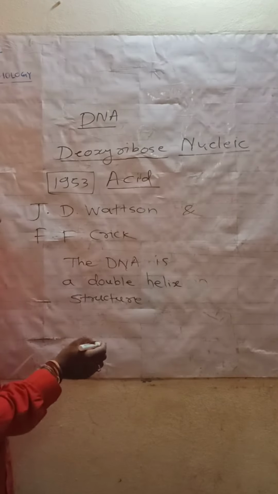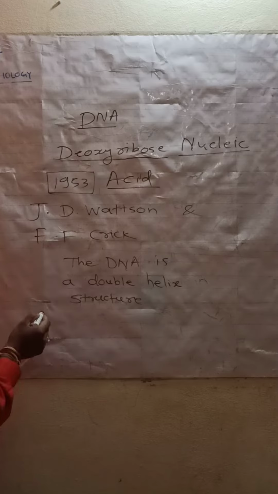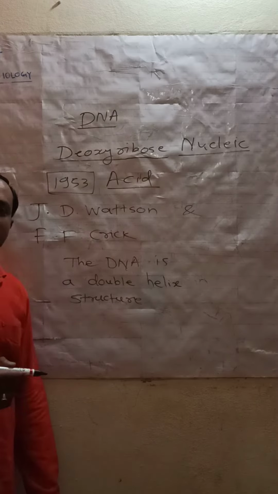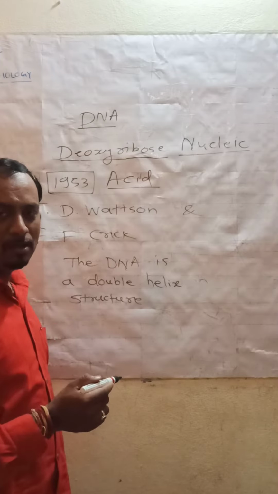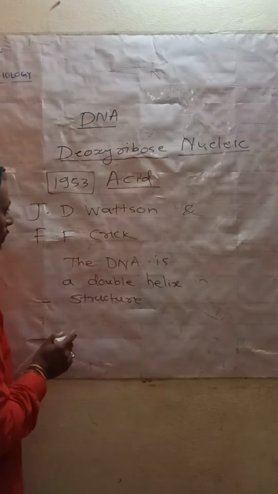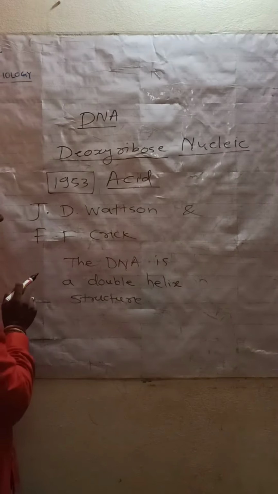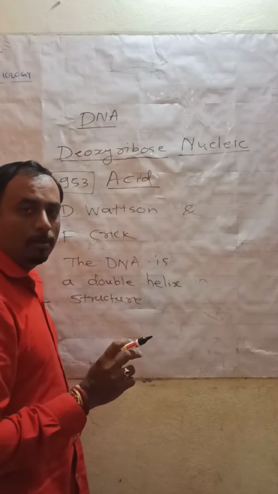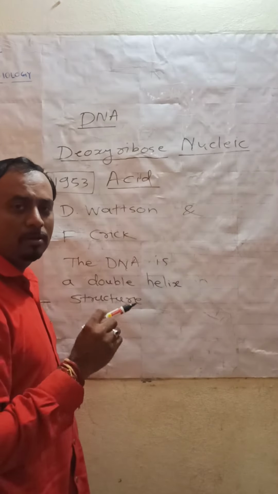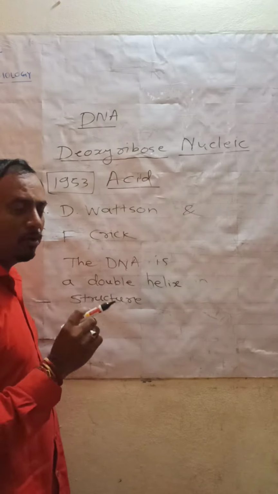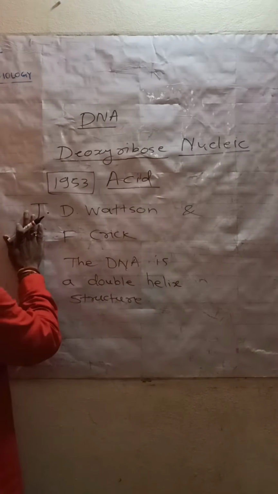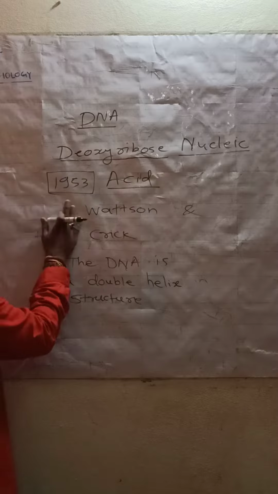So when they confirmed it in 1953, from the data taken from Rosalind Franklin and Maurice Wilkins, they got the structure of DNA accurately. Further studying the data available from Rosalind Franklin and Maurice Wilkins. So how did they find out the structure? Let's see.